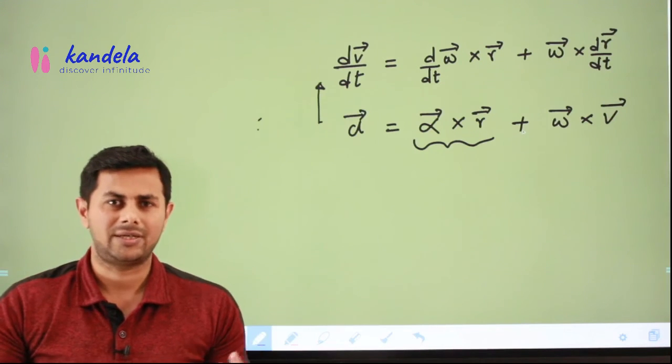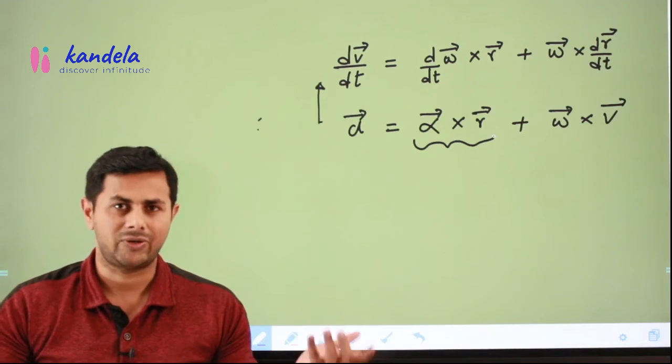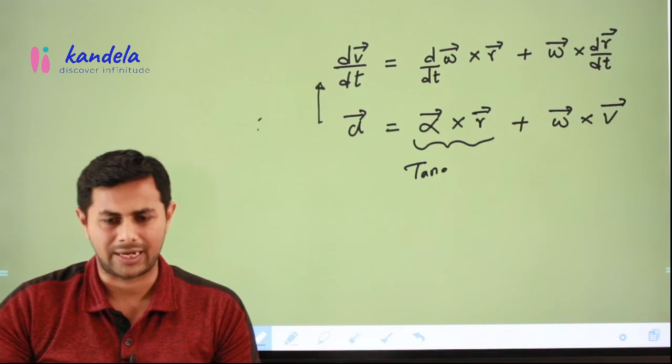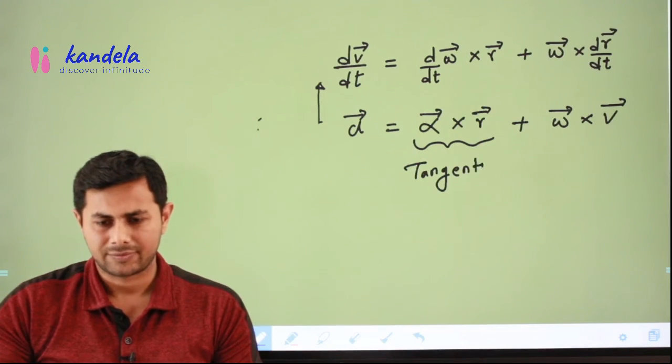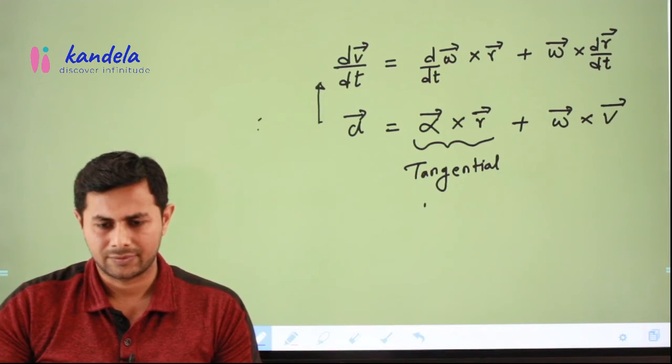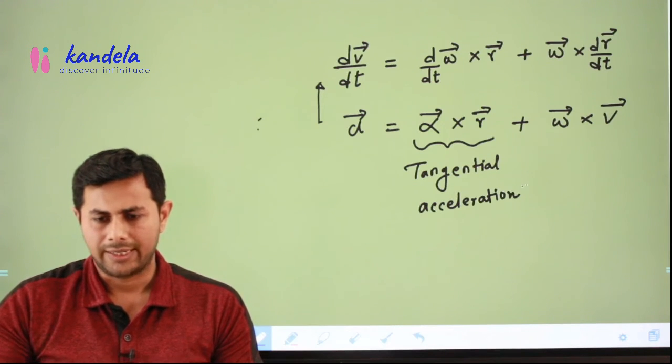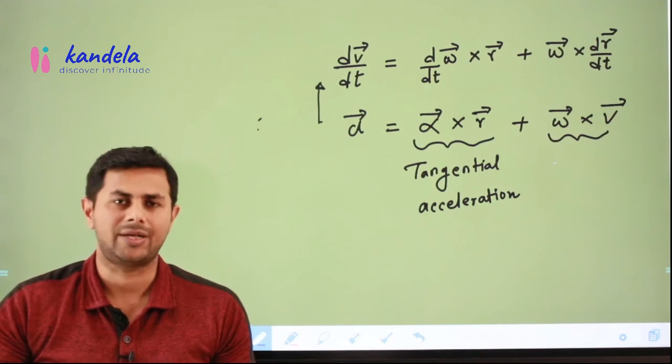And you can see that there are two terms. First term we already discussed. It is tangential acceleration. It is r times alpha. And the second term, omega bar cross v bar, it is called as centripetal acceleration.